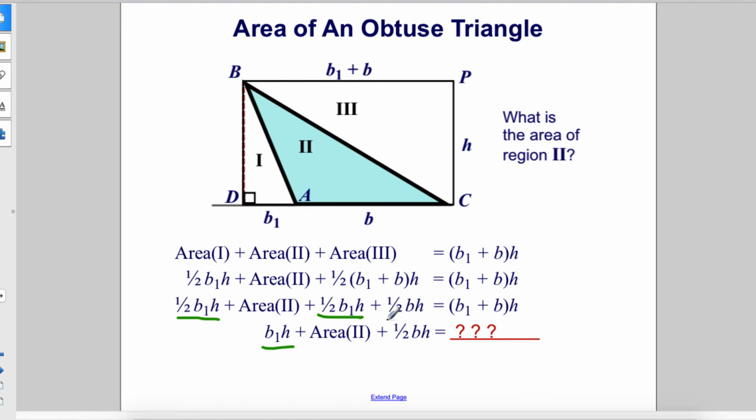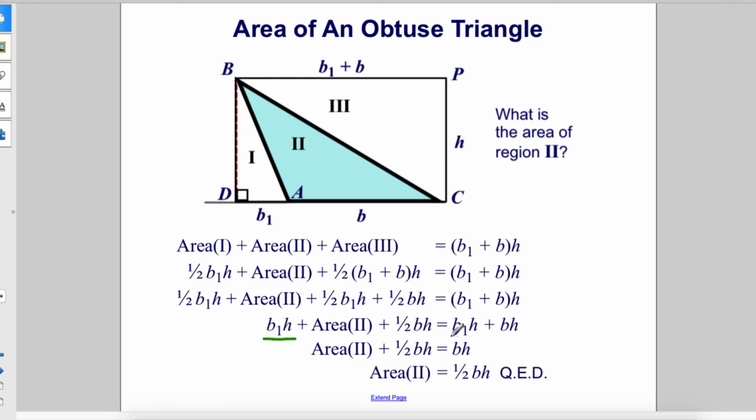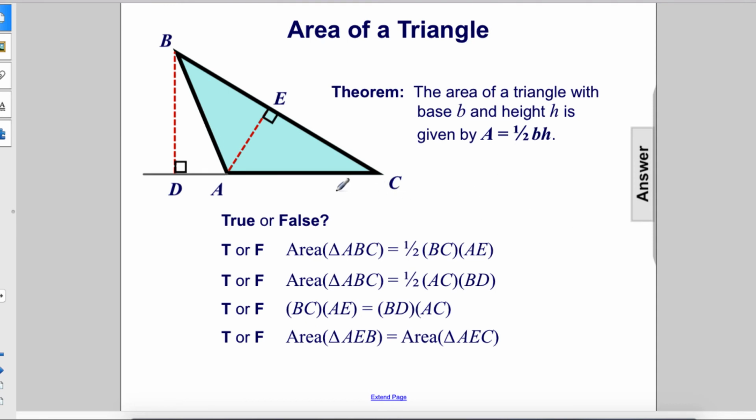We still have this 1/2 BH here, so what do we have next? We distribute this, so this becomes B1H plus BH. Then what can we do here with this term? This term can be subtracted from both sides, leaving us with the area of region 2 plus 1/2 BH equals BH. So if we then subtract 1/2 BH from both sides, we get area 2 equals 1/2 BH. Theorem: the area of a triangle with base B and height h is given by A equals 1/2 BH.